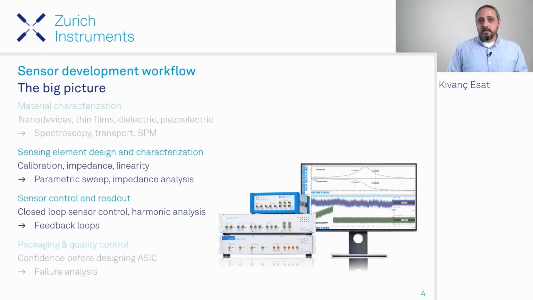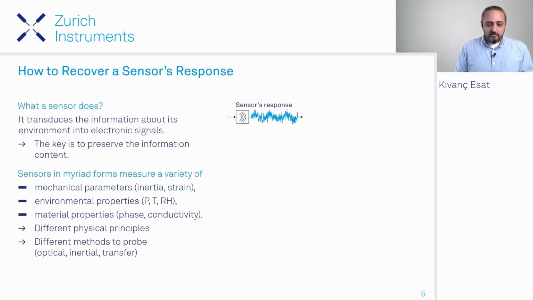And today we will be focusing on the sensor design and characterization and the sensor control itself. So maybe first start with looking into how to recover a sensor's response actually. What a sensor does, in its essence, is transduce the information about its environment into electric signals. And the key here is to preserve the information in such signals.